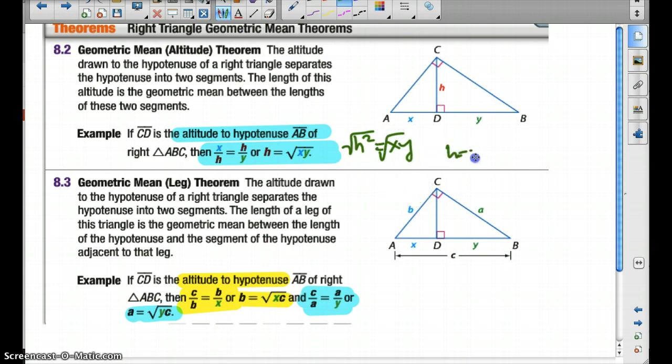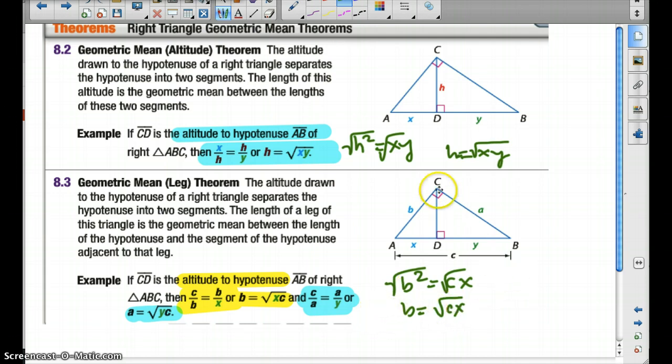So h equals the square root of x times y. Here, in this case, we have some proportions: c over b equals b over x. So to find what b is, the short leg, you can say that b squared is equal to c times x. Square root both sides, so b equals the square root of cx.